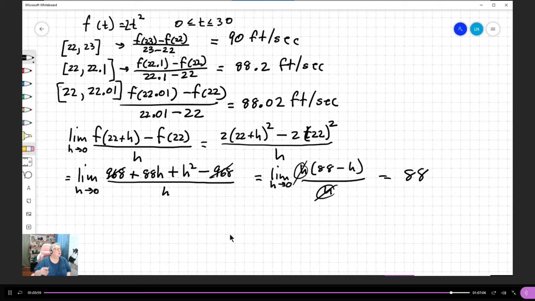When we compare the two processes, finding the average rate of change as we let 23 approach 22, as we get closer and closer to 22, it appears that we're getting closer and closer to 88. And as it turns out, that is actually what the instantaneous rate of change is. So the speed of the car at 22 seconds is 88 feet per second.